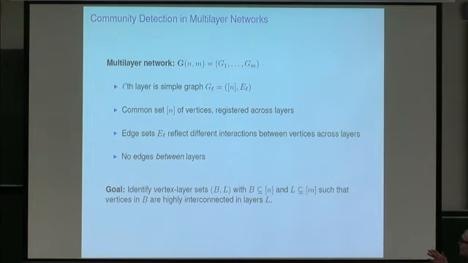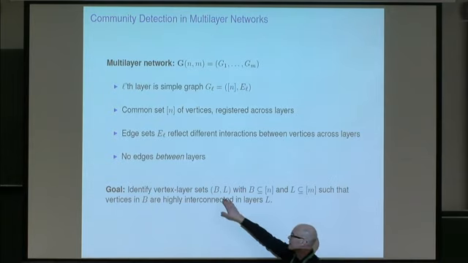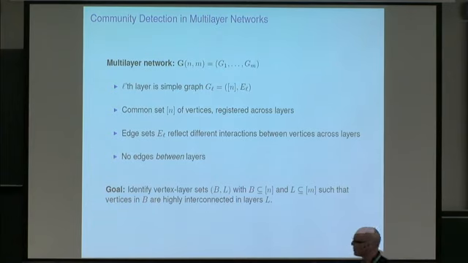So our goal here is really simple. For us now, a community is not just a set of vertices, but a set of vertices and a set of layers. And we want to find a set B, L, a set of vertices and a set of layers, such that the vertices in B are highly interconnected in the layers L. So no surprise.